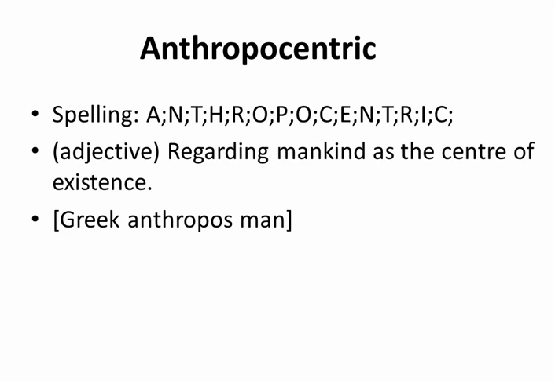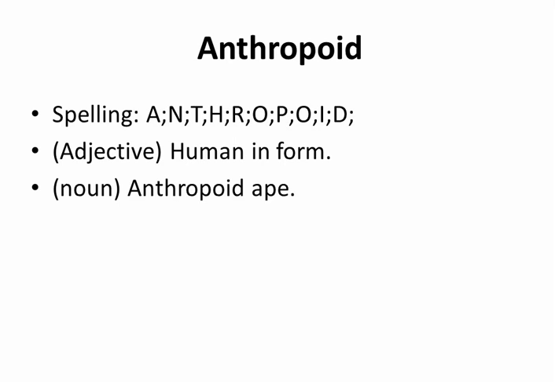Anthropocentric. Spelling, A, N, T, H, R, O, P, O, C, E, N, T, R, I, C. Adjective, regarding mankind as the center of existence. Greek anthropos, man. Anthropoid. Spelling, A, N, T, H, R, O, P, O, I, D. Adjective, human in form. Noun, anthropoid ape.